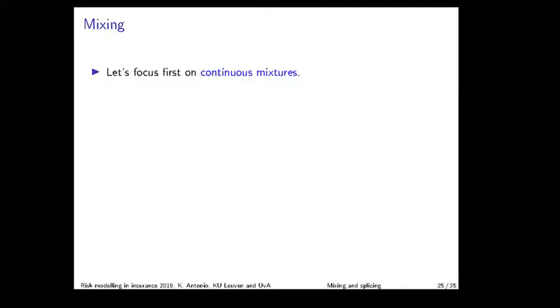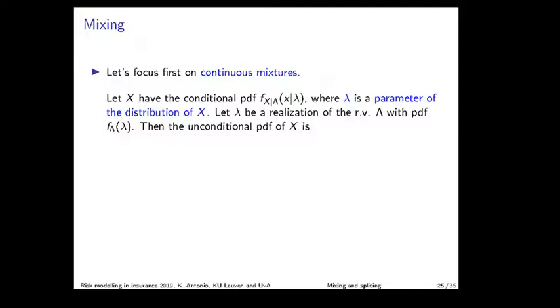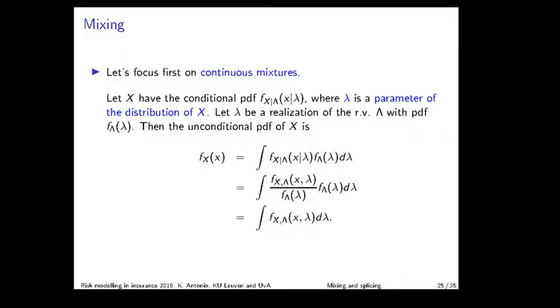You will first consider an example of continuous mixing in the context of modeling insurance losses. Similar to the construction you derived for count data, let X follow a conditional probability density function with parameter lambda. Instead of fixing a value for lambda, you will now assume that lambda is a realization of a random variable, capital Lambda, with a certain density. The unconditional PDF of X then follows from the law of total probability, as is demonstrated here on the sheet.